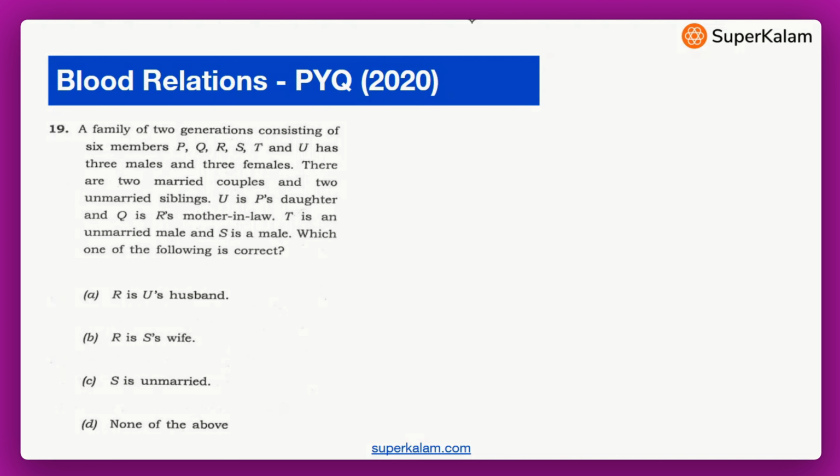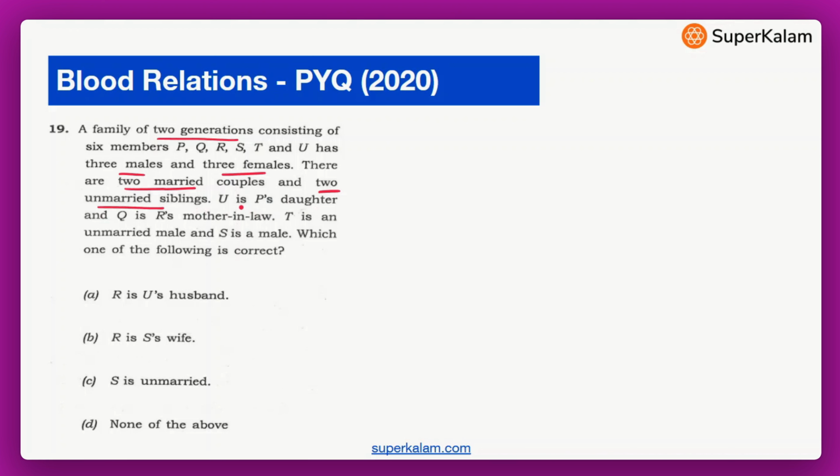A family of two generations. There are two generations consisting of six members: P, Q, R, S, T, and U, with three males and three females. There are two married couples and two unmarried siblings. We have been given a lot of information. First, there are three males and three females. There are two generations, and there are two married couples and two unmarried siblings. These two unmarried people are siblings.